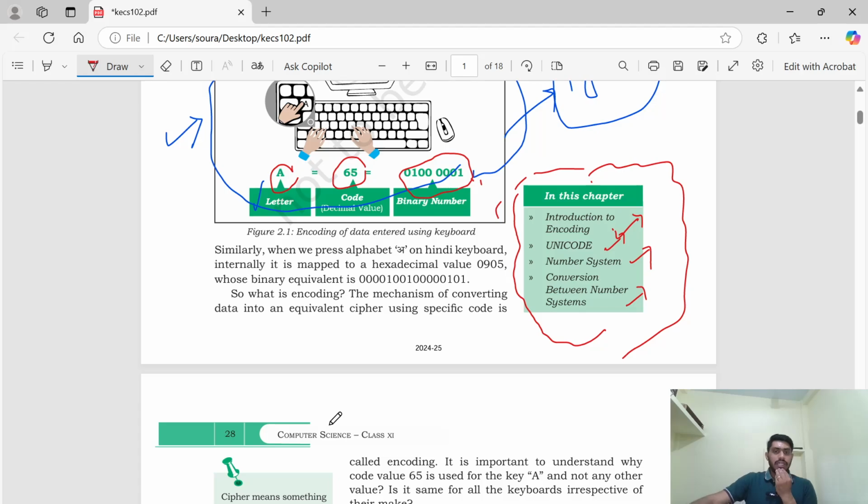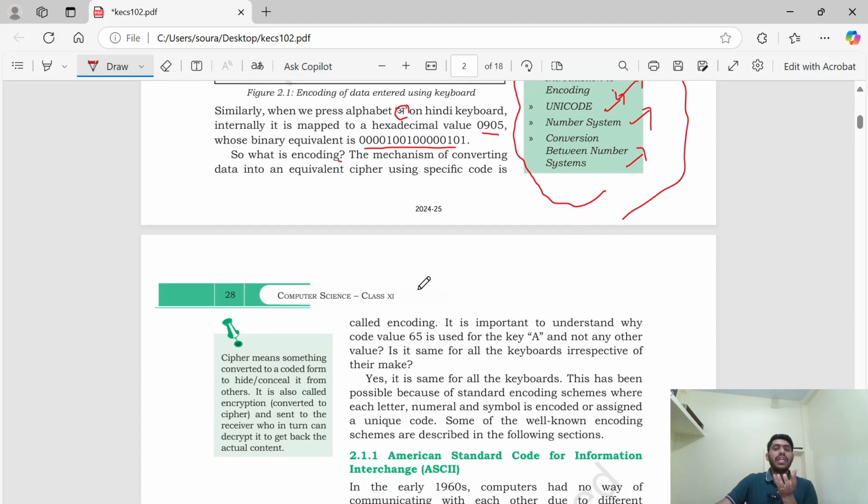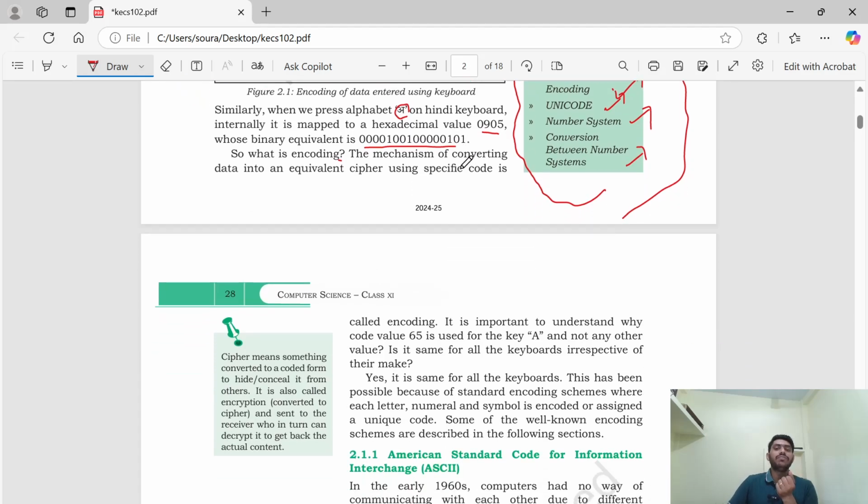So you can see that something is written here. Similarly, when we press the alphabet A on a Hindi keyboard, it is internally mapped to the hexadecimal value 0905, and its binary equivalent is this one. So what is encoding? The mechanism of converting data into an equivalent cipher. The mechanism we use for converting data into an equivalent cipher using a specific code is called an encoding scheme.